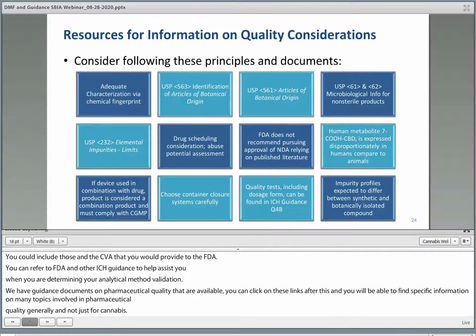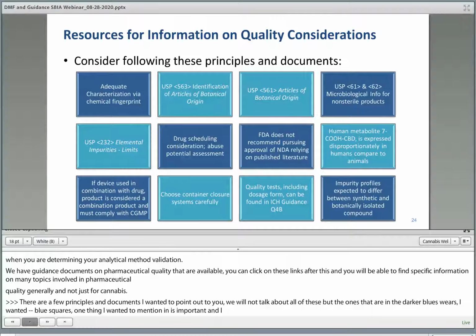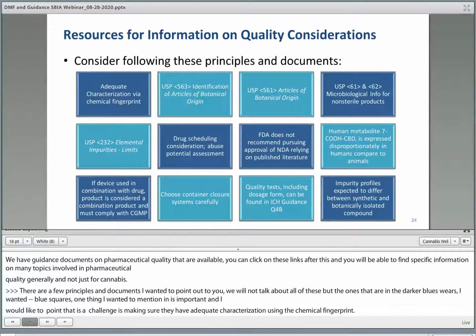There's lots of different methods that you can use for this, but making sure you have adequate characterization with chemical fingerprint is definitely a challenge that we have seen, and we wanted to point it out to you that there are resources available that can help make sure you get adequate characterization.